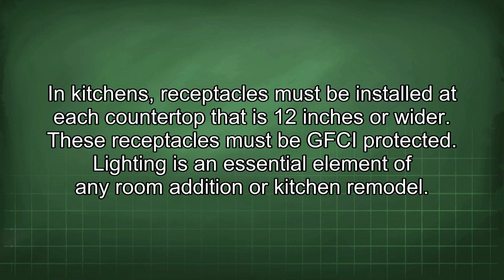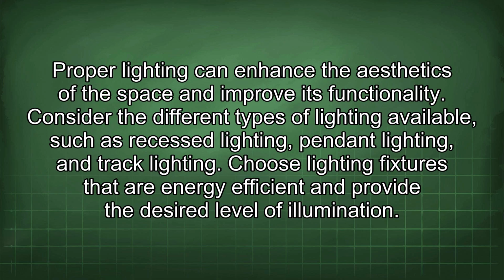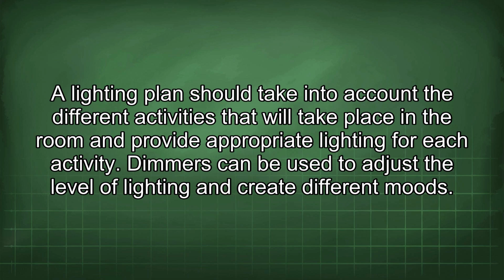Lighting is an essential element of any room addition or kitchen remodel. Proper lighting can enhance the aesthetics of the space and improve its functionality. Consider the different types of lighting available, such as recessed lighting, pendant lighting, and track lighting. Choose lighting fixtures that are energy efficient and provide the desired level of illumination. A lighting plan should take into account the different activities that will take place in the room and provide appropriate lighting for each activity. Dimmers can be used to adjust the level of lighting and create different moods.